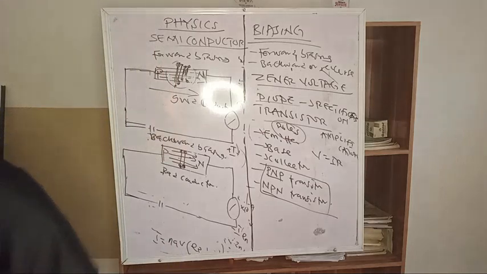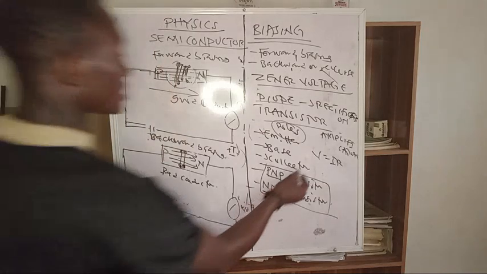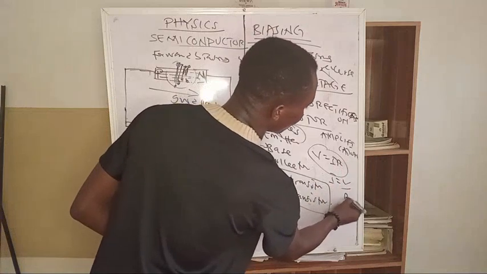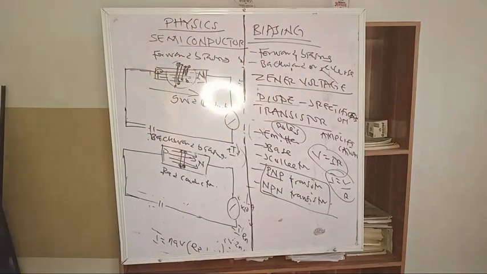Now, a breakdown voltage: from Ohm's law, V is equal to IR, so I is equal to V over R. Zener voltage or breakdown voltage is defined as the voltage at which the resistance in the diode is 0. That is what we call a Zener or breakdown voltage.